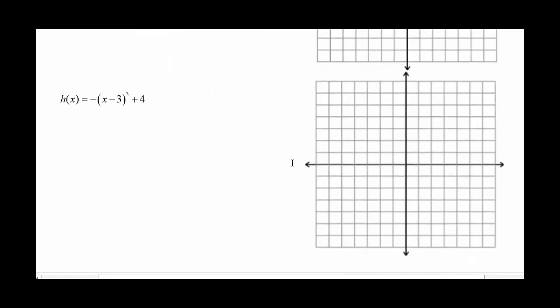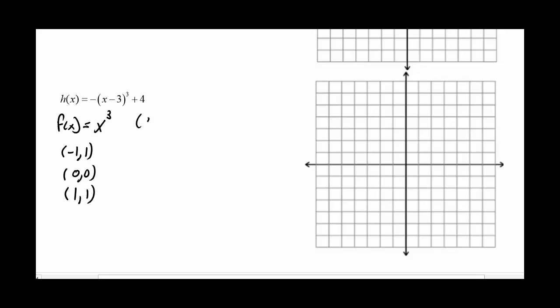Scroll down to the next one. Okay, so what is the parent graph? The parent graph is x cubed. And so then I'm going to make a list of all of my critical points that are based off of x cubed. So I know negative 1, negative 1, I know 0, 0, and I know 1, 1.